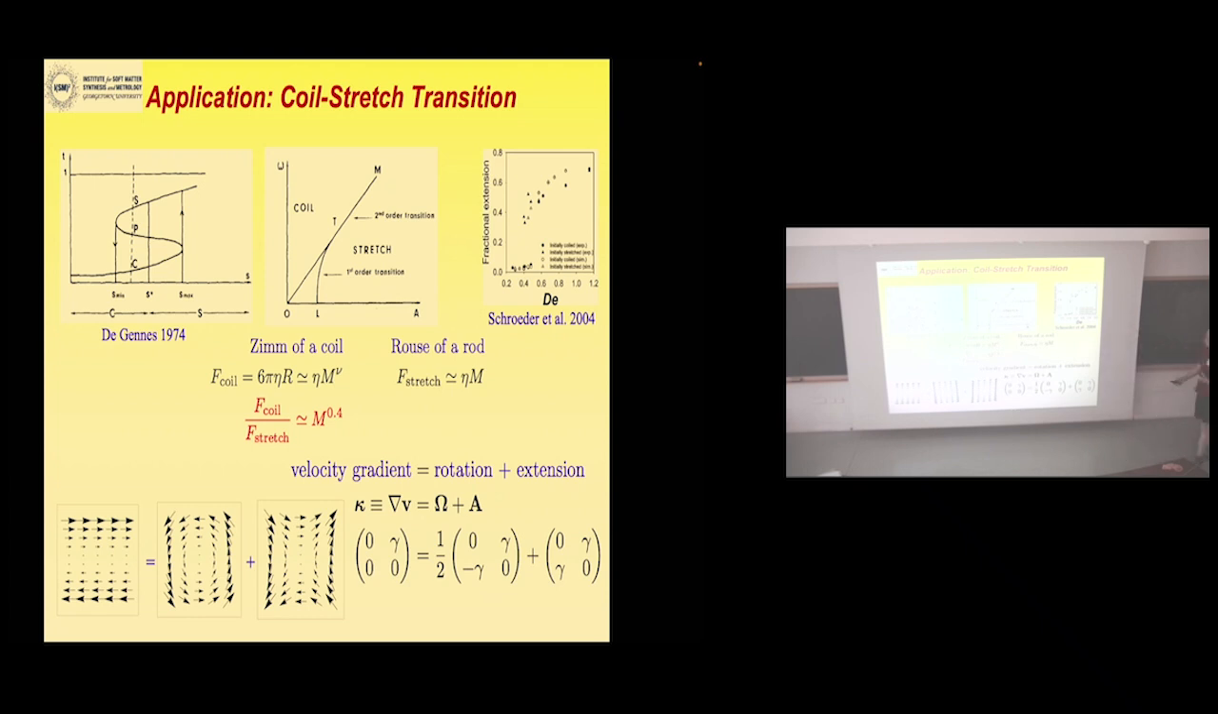So here it is. You go from the Zimm of a coil, where the drag force goes as the molecular weight to the nu, the Flory exponent, to the Rouse relaxation of a rod that's been stretched out. And that scales as a different power of molecular weight. And if we compare these to each other, you find a ratio of forces such that, in fact, it's a much greater force on the coil than on the chain. So that pulls it out. Okay.